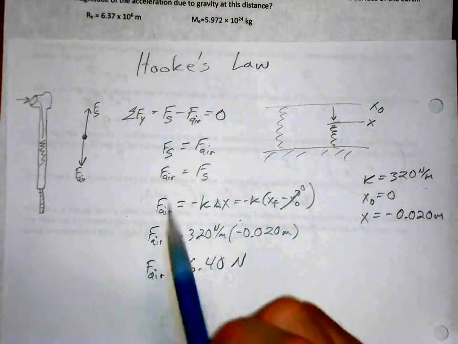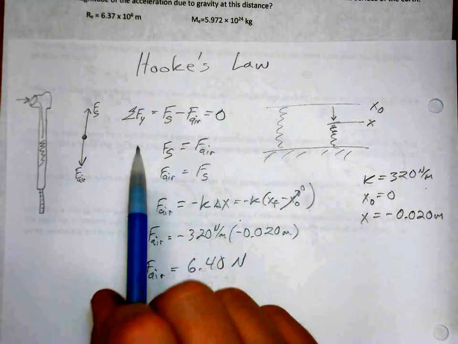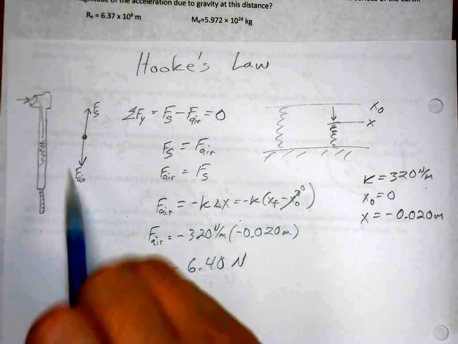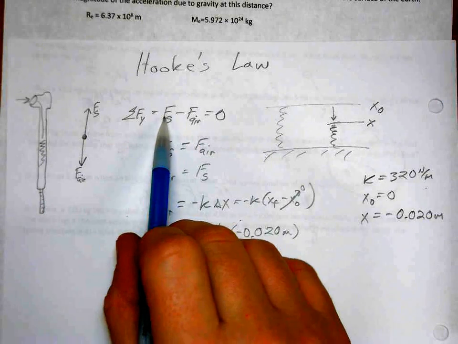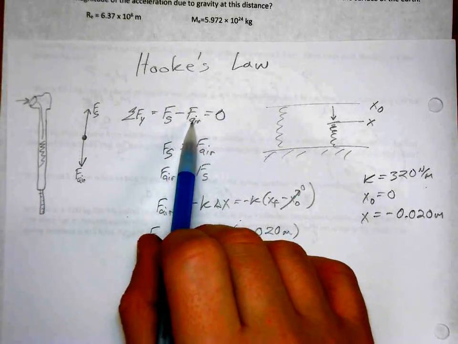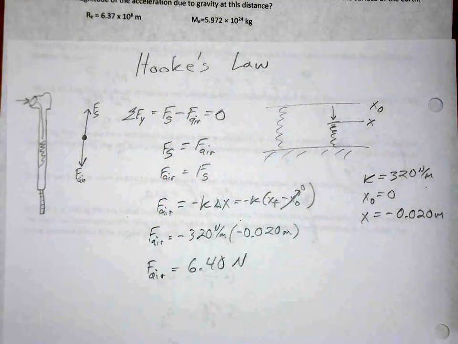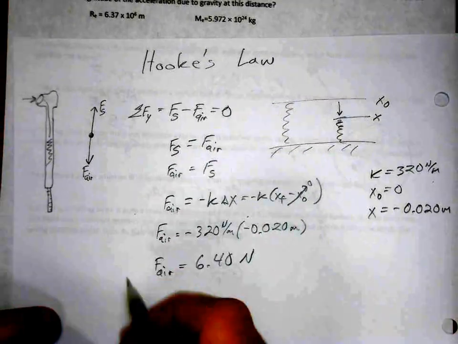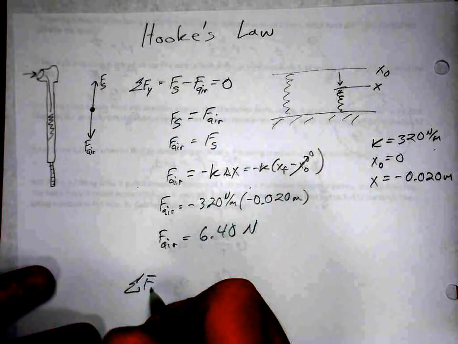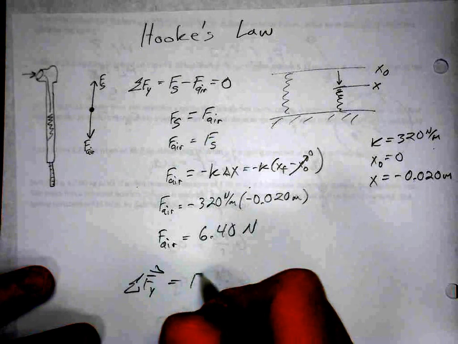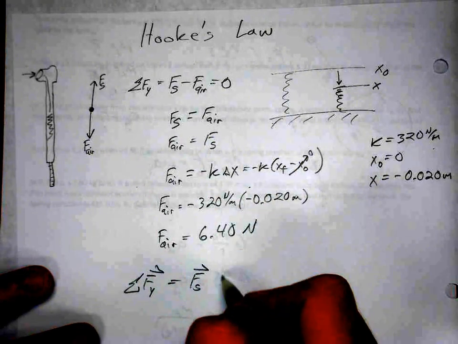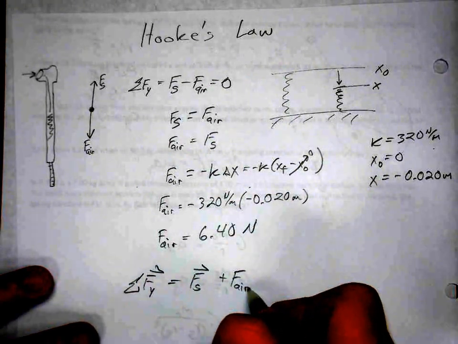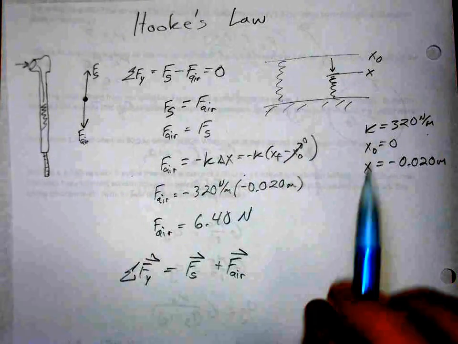Now keep in mind, we're talking about magnitudes here. That is why this comes up to be positive instead of negative, because the magnitude of the spring force minus the magnitude of the air is 0. If we wanted to talk about this in vector form, it would be spring force plus force of air. So we're just adding vectors.